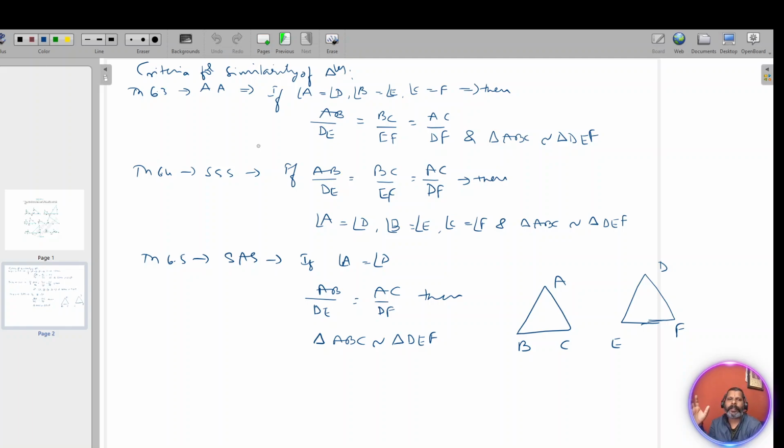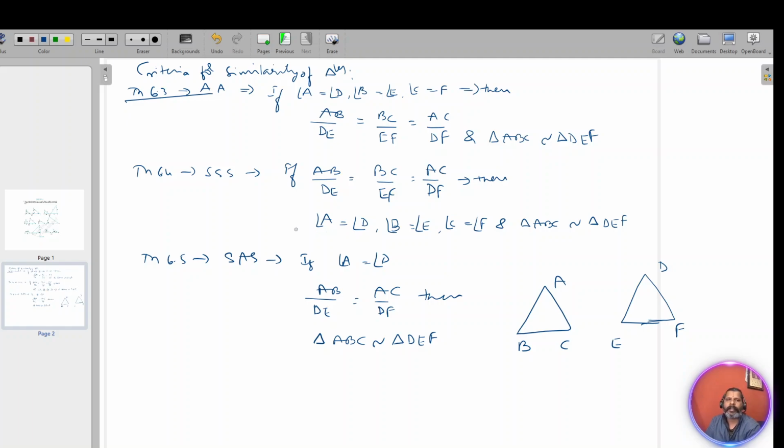Theorem 6.3 says AA criteria means if in two triangles corresponding angles are equal, then the corresponding ratios of the sides are equal. Okay. That's what it's written in the first 6.3. You can check out. If in ABC and DEF, all the respective angles of the two triangles are equal, means the respective sides are in proportion. That's called AA criteria.